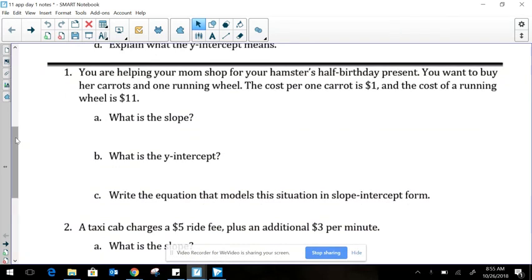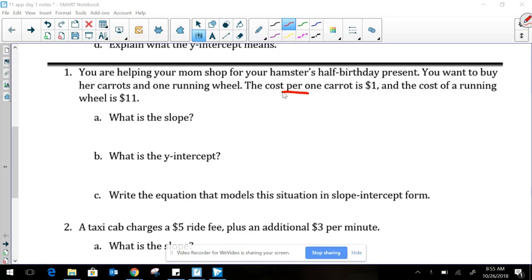Okay, so it says you were helping your mom shop for your hamster's half birthday. This is very important. So you want to buy her carrots and 1 running wheel. The cost per 1 carrot, I'm going to underline per here. That's usually a word that we want to look for. So cost per carrot is $1. The cost of a running wheel is $11.